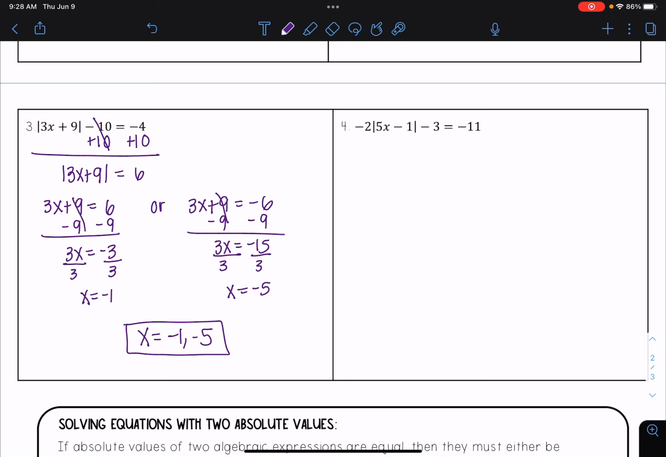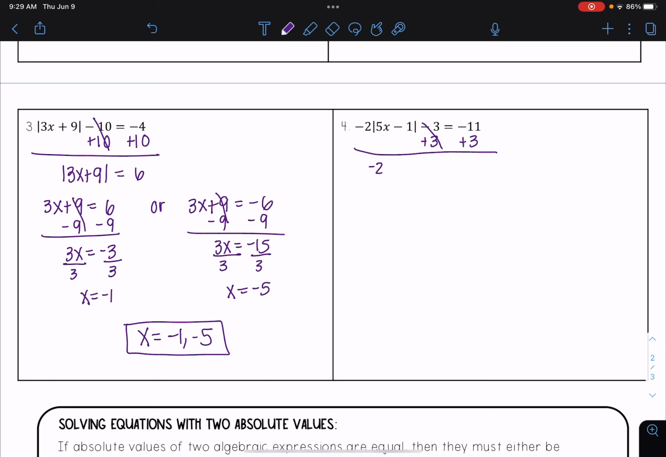Okay, let's do one last one. So here I have negative 2 times absolute value of 5x minus 1 minus 3 is equal to negative 11. So again, I want to isolate my absolute value expression here. So I'm going to first add 3 to both sides. You want to kind of think of this as a normal equation. I would start by adding the 3 to both sides.